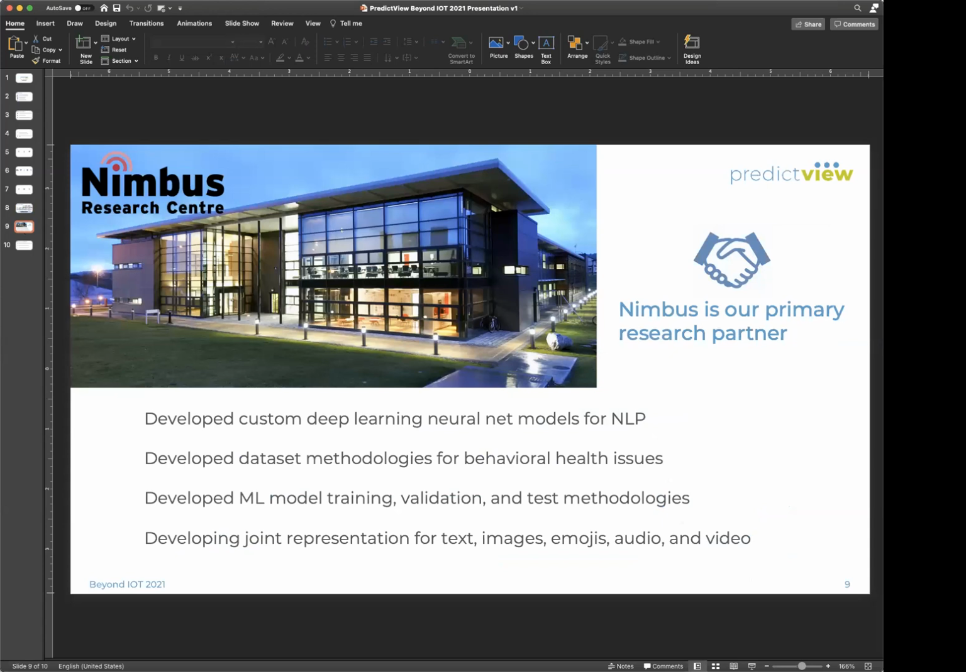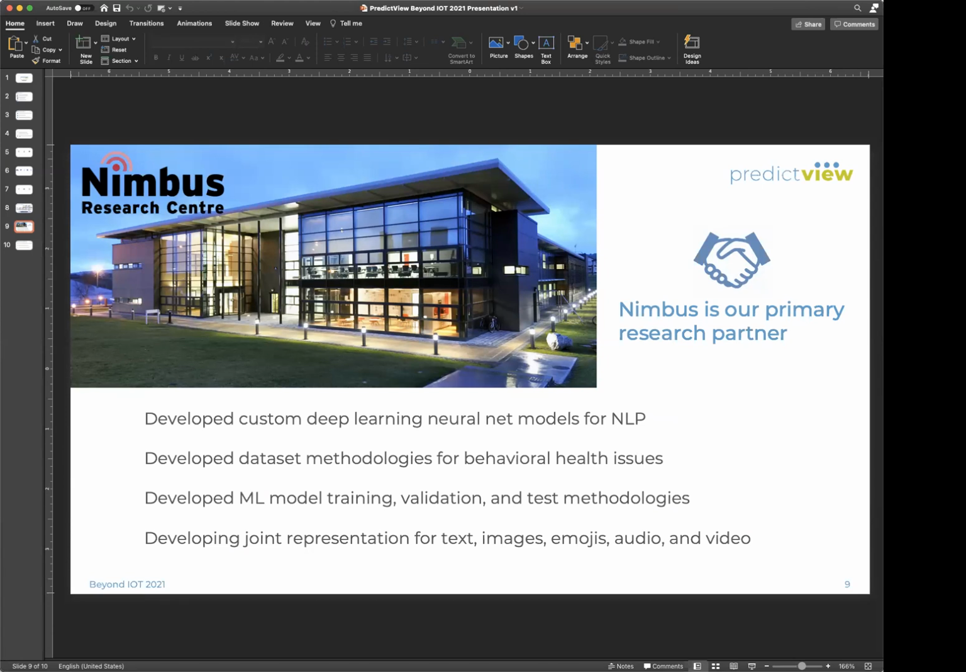Okay, a little bit about Nimbus. Nimbus is our primary research partner. The talent team there, working with Dr. Lynch, developed custom deep learning neural net models for natural language processing that we use. They developed data set methodologies for behavioral health issues. They developed machine learning model training, validation, and test methodologies. And they are currently developing joint representation for text, images, emojis, audio, and video.